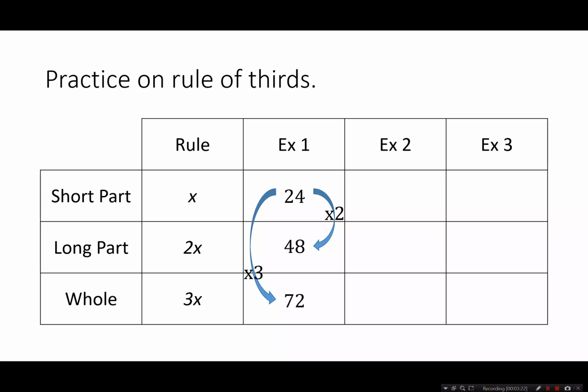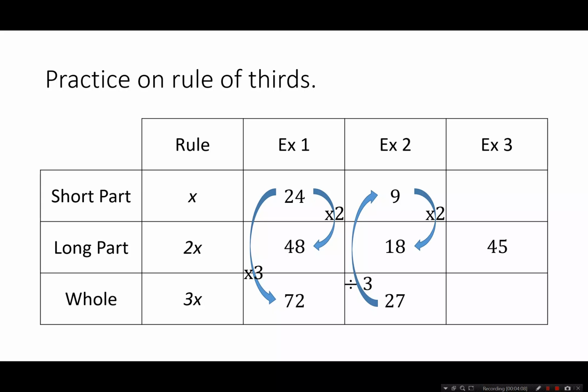Now, for the second example, the whole line is 27. So 27 equals 3x. The key on these is if you're given anything besides the short part, which we know is x, we need to first find what x would be. I need to go from my whole line back to my short part. In order to do that, I go from 3x to x by dividing by 3. 27 divided by 3 gives me 9. Now, to find my long part, that's very simple. Going from the short part to the long part, we just multiply by 2. So 9 times 2 gives us 18.